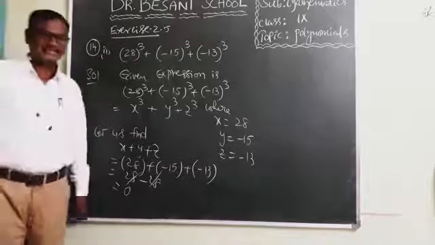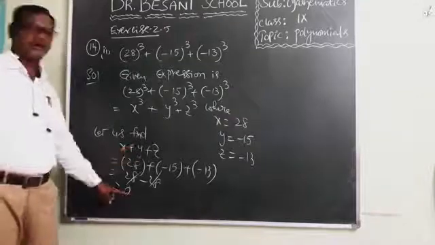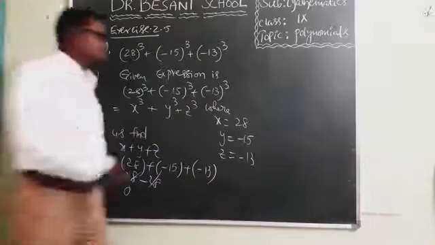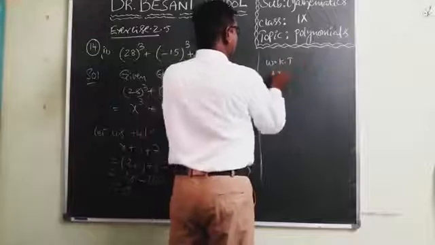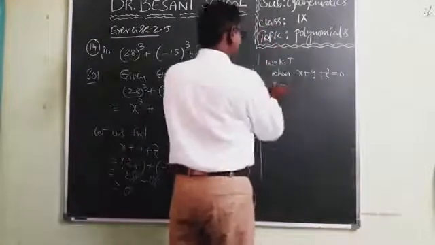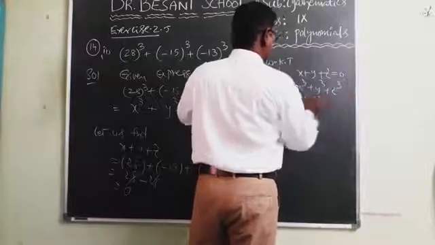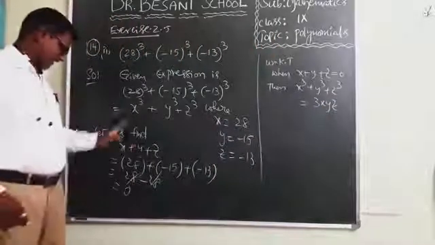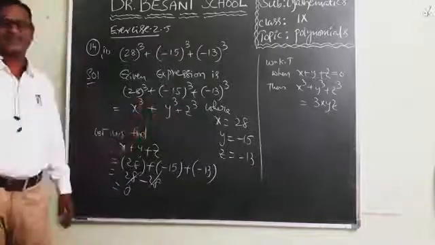In the previous class I told you a very important identity. We know that whenever x plus y plus z is equal to 0, then x cube plus y cube plus z cube is equal to 3xyz.